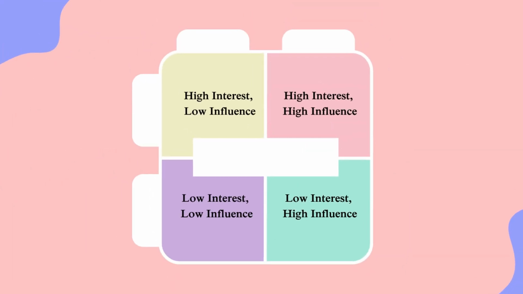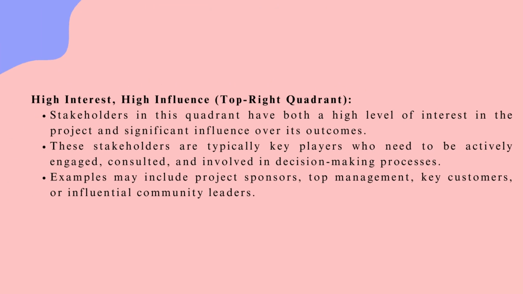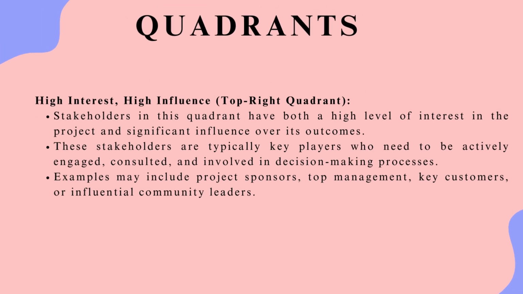Now let's see the quadrants of our stakeholder analysis matrix. Picture this matrix as a strategic battlefield, with each quadrant representing a different category of stakeholders based on their interests and influence. In the top right quadrant, we have our heavy hitters, stakeholders with high interest and high influence.